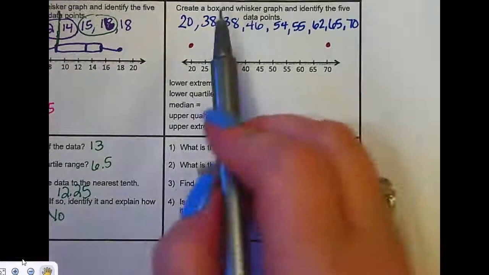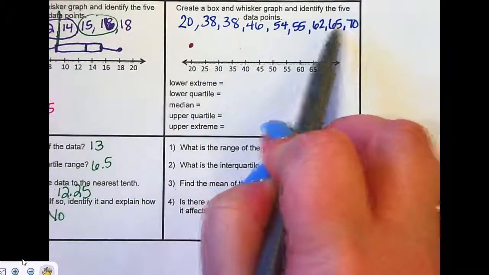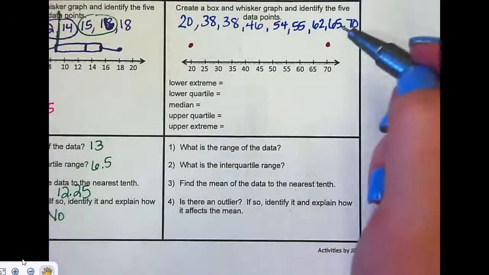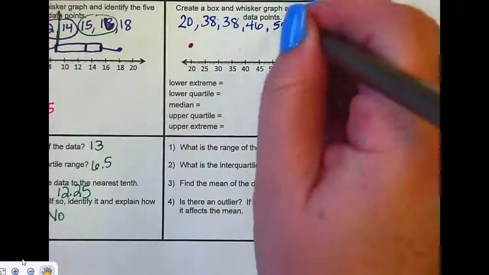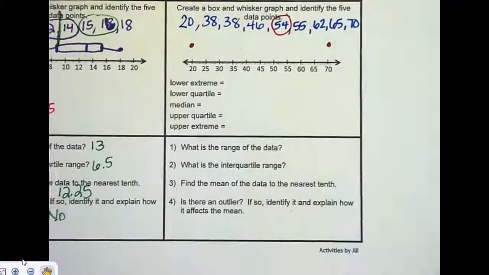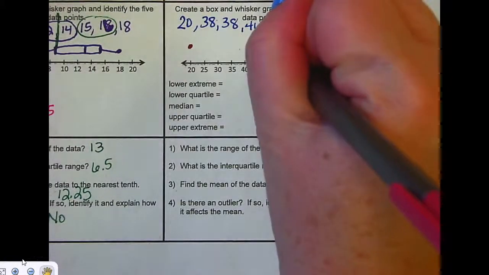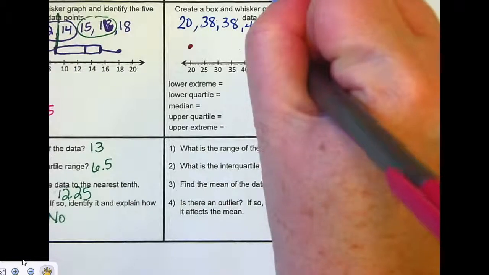So how many data points are there? 1, 2, 3, 4, 5, 6, 7, 8, 9. There's 9. So how many are in the middle? 1. 4 in the bottom: 1, 2, 3, 4. 54. 1, 2, 3, 4. So there's just 1. So put a line at 54. That's close to 55, but not exactly on it.